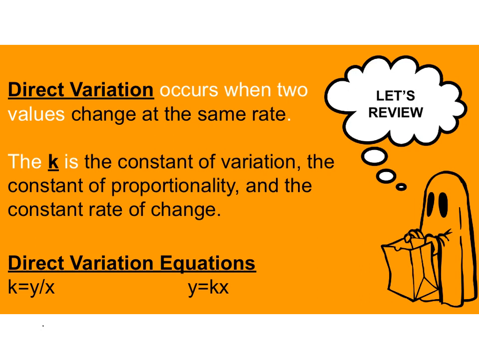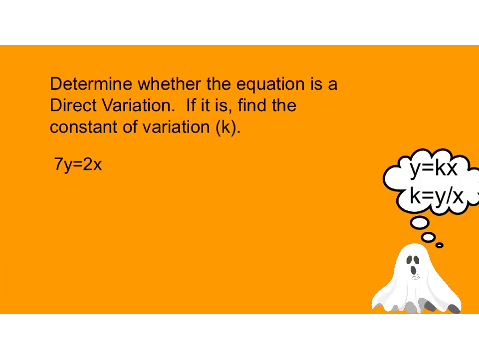Let's review some terms. Direct variation occurs when two values change at the same rate. The k is the constant of variation, the constant of proportionality, and the constant rate of change. Two direct variation equations that are important for you to know: one is to find the k, which is y over x, and then y equals k times x.